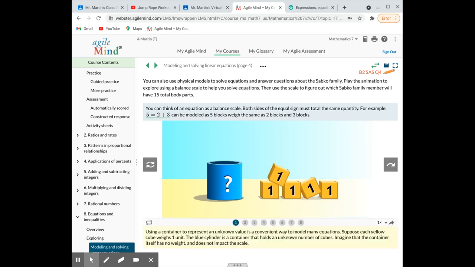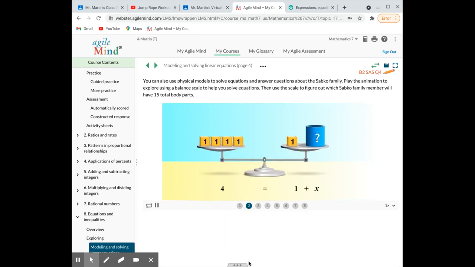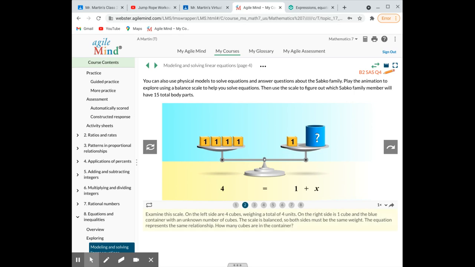So it says using a container to represent an unknown value is a convenient way to model many equations. Suppose each yellow cube weighs 1 unit. The blue cylinder is a container that holds an unknown number of cubes. So imagine that the container itself has no weight at all and does not impact the scale. So this says that 4 equals 1 plus x.